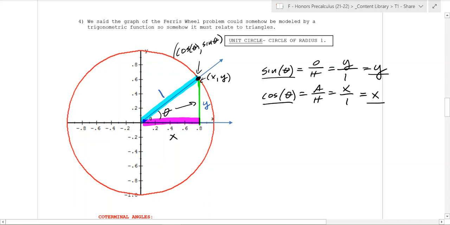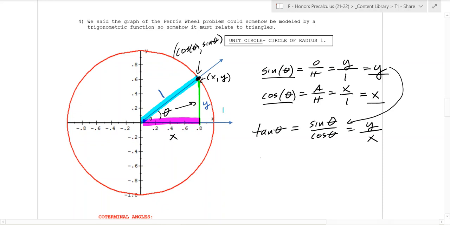So there's a lot of terms we're going to work with here, but another relationship you should know is that tangent of theta, another way to write that is sine of theta over cosine of theta. And that works here in two ways, because we know that sine of theta is y, so that's going to be y over cosine of theta, which is x. So in this case, tangent of theta is y over x.